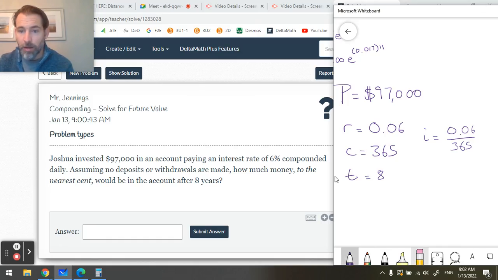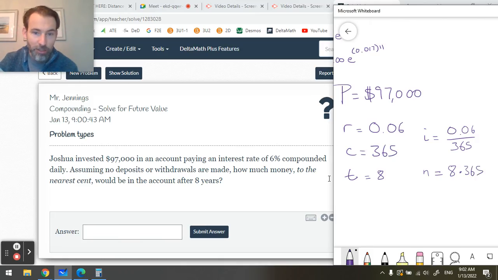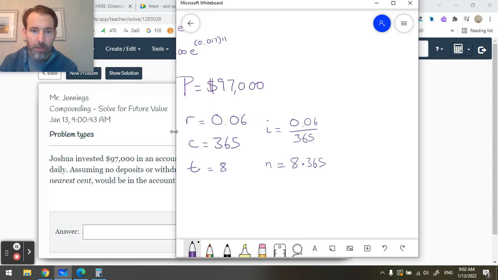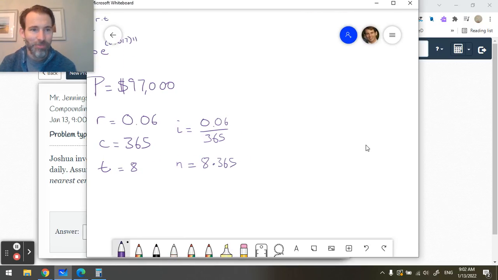And then the number of compounding periods is based on these two numbers, and that's 8 times 365. And that should make sense. We're earning interest every day, and we do this for 8 years. So the number of times we earn interest is 8 times 365. Okay, so now let's drag our whiteboard over the question. We'll get some space to work, and we can spread out our ideas on lots of paper.